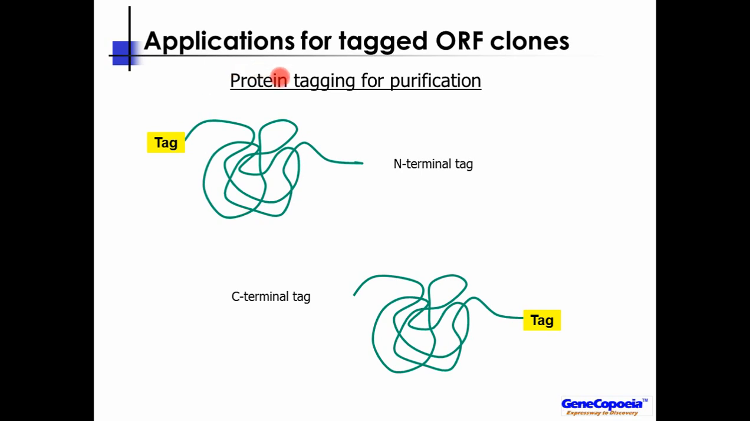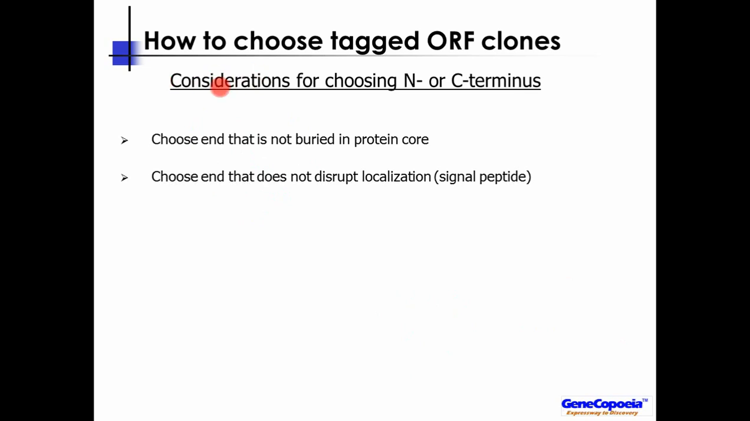All right, so when one picks a tag, usually you have the choice of putting the tag at either the N-terminus or the C-terminus of the protein. Well, so that creates a choice, though, where you have to consider several factors for trying to decide whether to put the tag at the N or the C-terminus. These are the two main considerations.